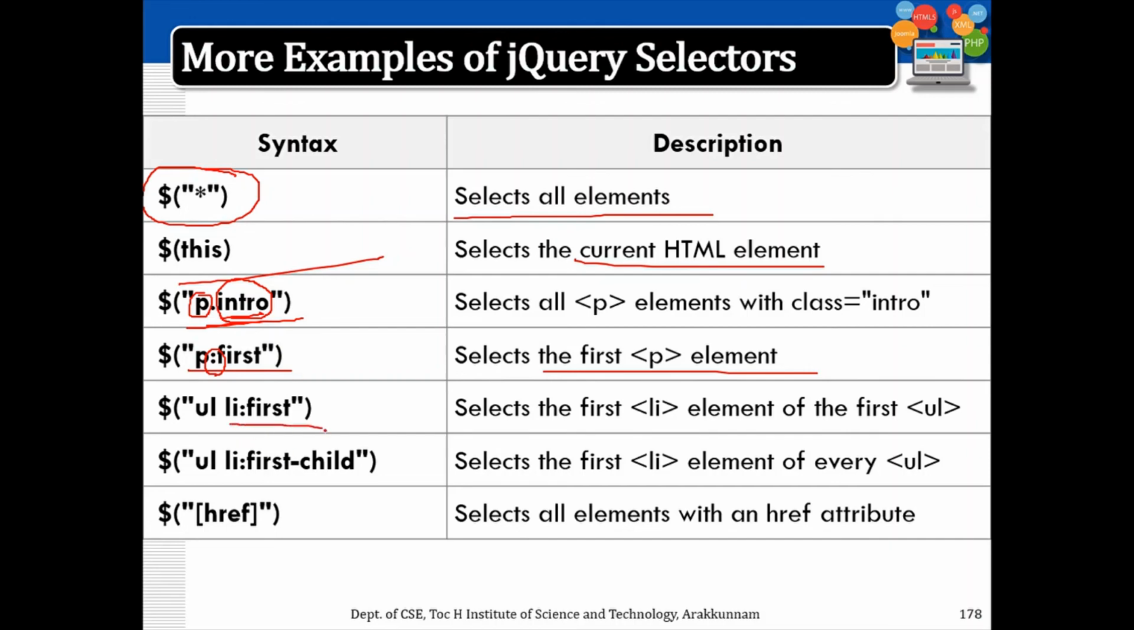ul li:first, it selects the first list item of the first UL. ul li:first-child selects the first LI element of every UL. So this is how we define. Then within double quotes, if you give href within square brackets, it selects all the elements with href attributes. So if we are giving only the attribute name, we can have it within square brackets and within quotes. It selects all the elements which have an href attribute. These are some of the examples of jQuery selectors.